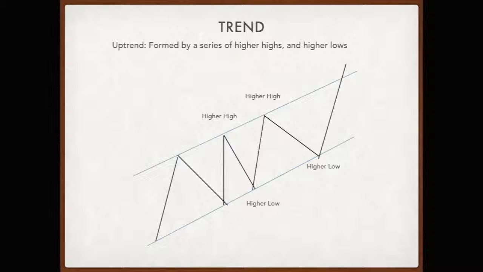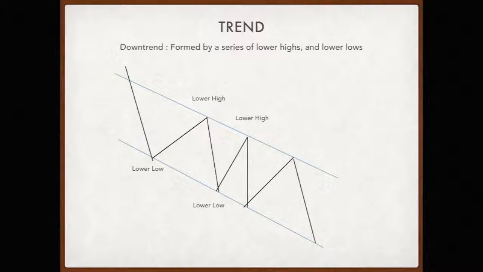An uptrend is formed by a series of higher highs and higher lows. However, a downtrend is just the opposite. The downtrend is just formed by a series of lower highs and lower lows. So as you can see, the first lower high. Why is it called a lower high? Because it's lower than the previous high. And again, lower low. Why is it called a lower low? Because it's lower than the previous lower low. That's all it is, guys.